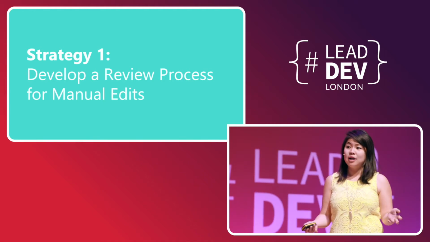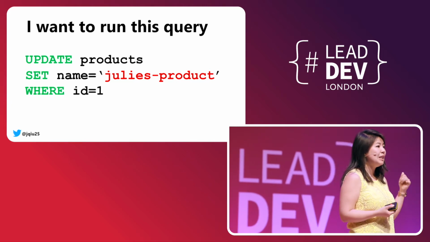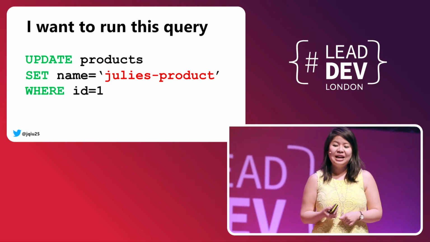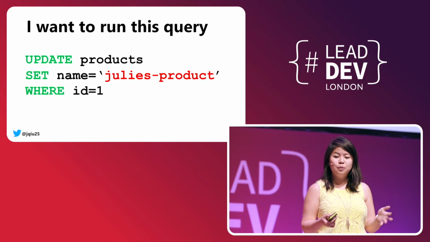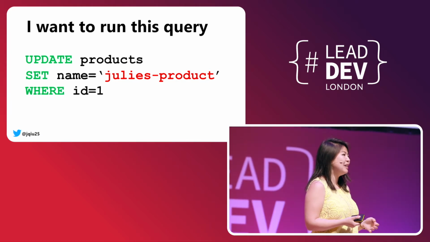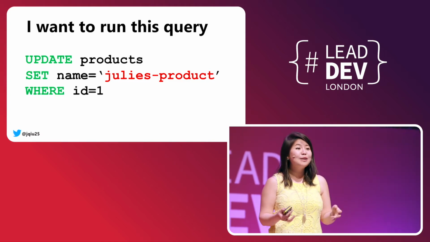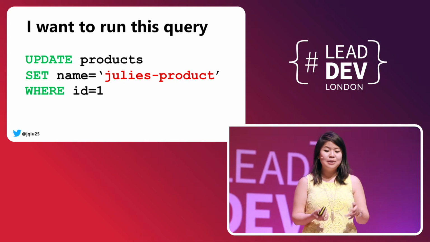So what does this process look like? Well, let's go back to the query that I had intended to run for the marketing team. I want to update the product with ID 1 to be named Julie's product. And what I did a few slides ago was I just went ahead and ran this query without any supervision, which we all saw was a pretty dangerous situation to be in.